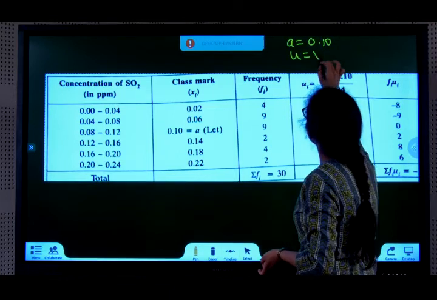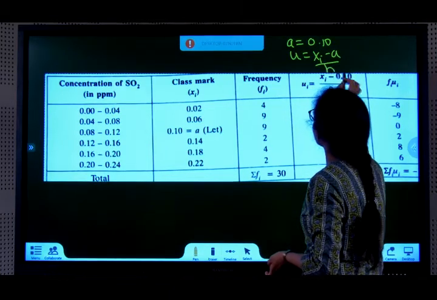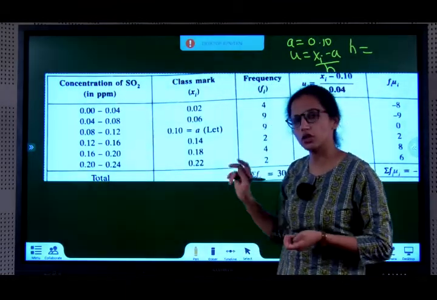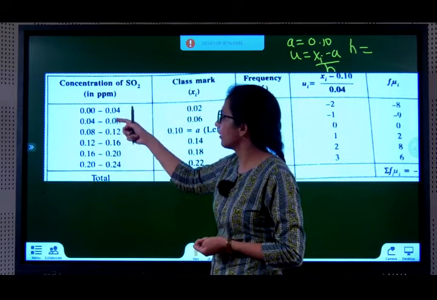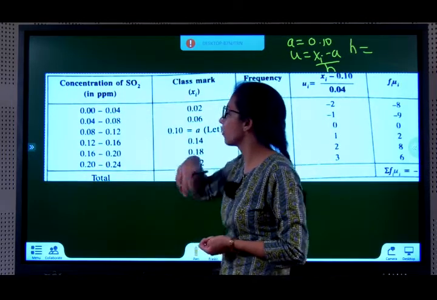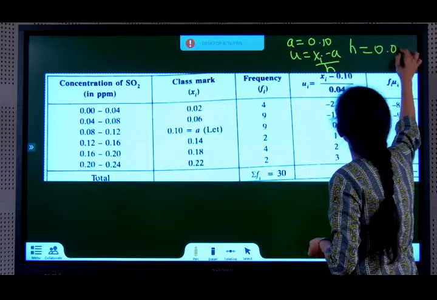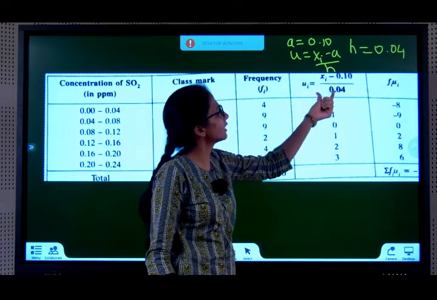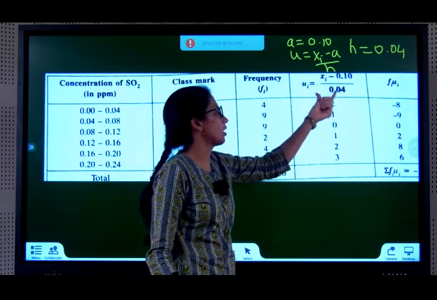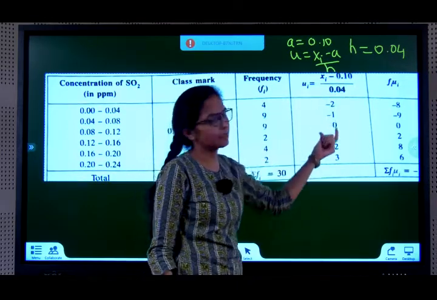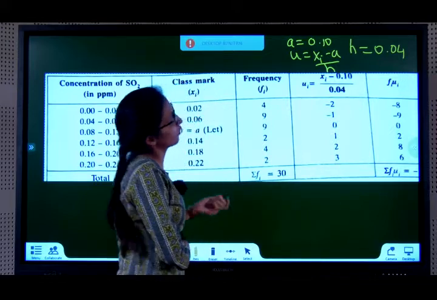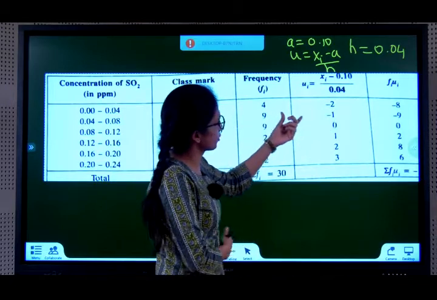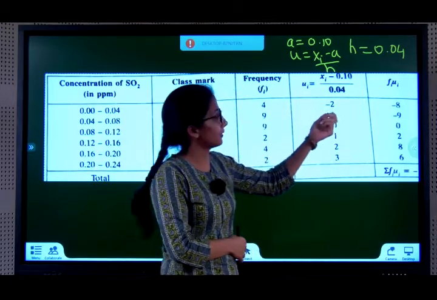So ui is equal to xi minus a by h. What is h? H is the subtraction of 2 consecutive upper limits or lower limits. 0.12 minus 0.08, 0.04. So ui becomes xi minus a, which is 0.10, divided by h, which is 0.04, like we saw. Divide it, you will see you get these ui values. This is almost the end of your textbook, so you should know how to do faster mathematics at division and multiplication, plus you're in 10th grade.